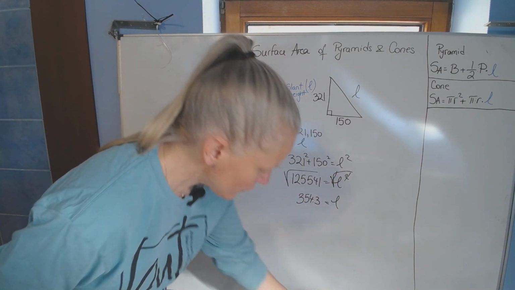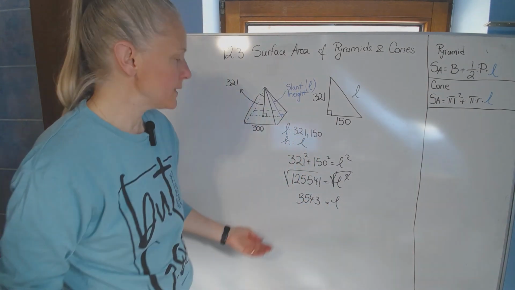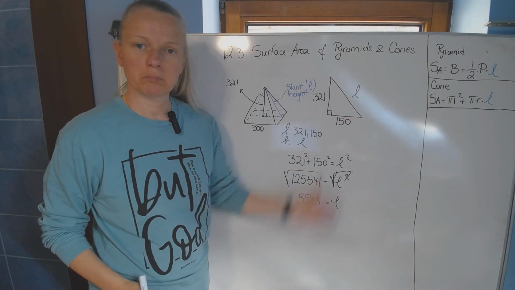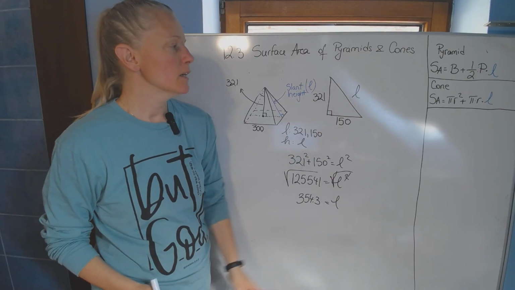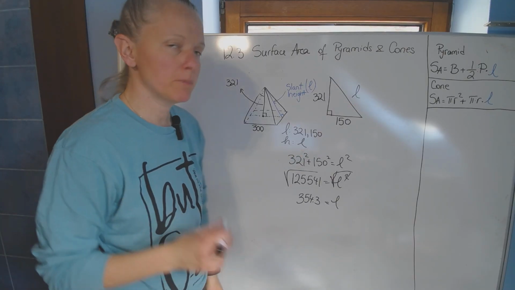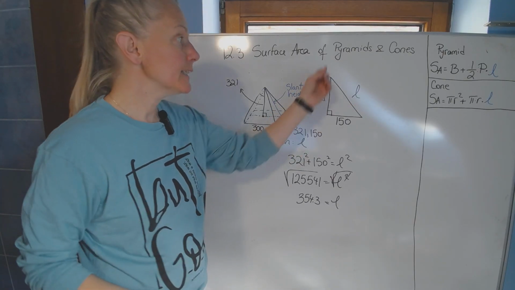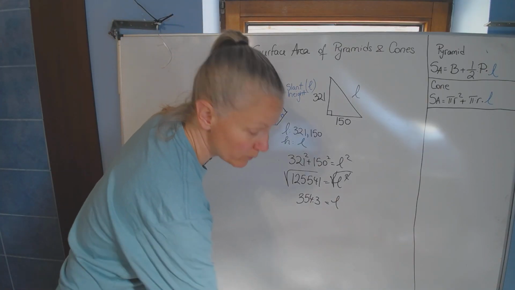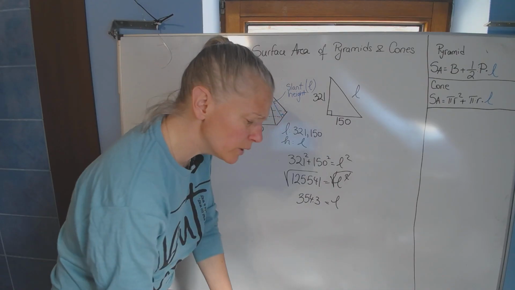354.3 is my L. So when you solve problems like this, it's always going to be a matter of getting the right triangle, using the Pythagorean theorem, and solving for the missing part. And all the time, not generally, all the time, the slant height is going to be your hypotenuse, right? So that's the type of problems you're going to run into when you look for a slant height.